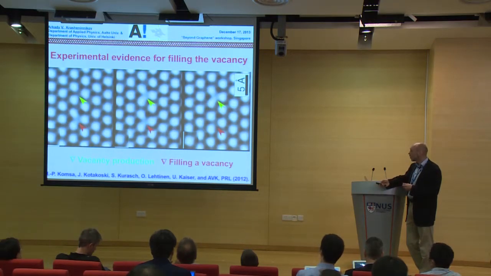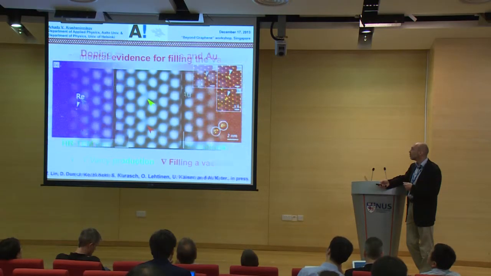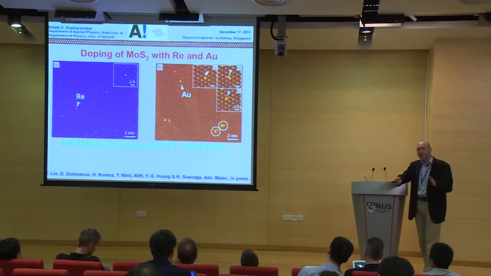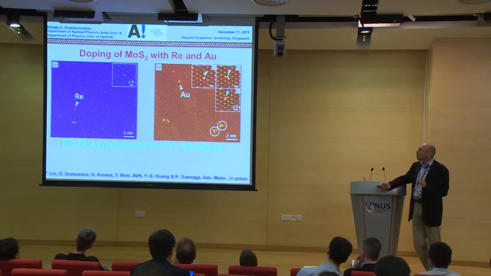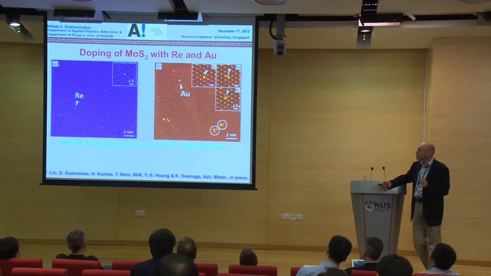It's quite difficult to differentiate from the experimental TEM images. Now about intrinsic doping. Here we have examples of rhenium-doped molybdenum disulphide, and these bright spots are rhenium atoms.